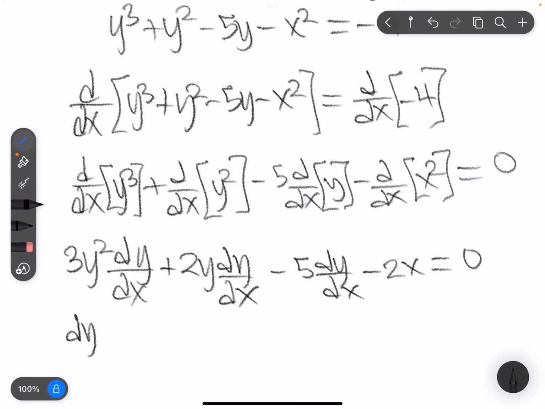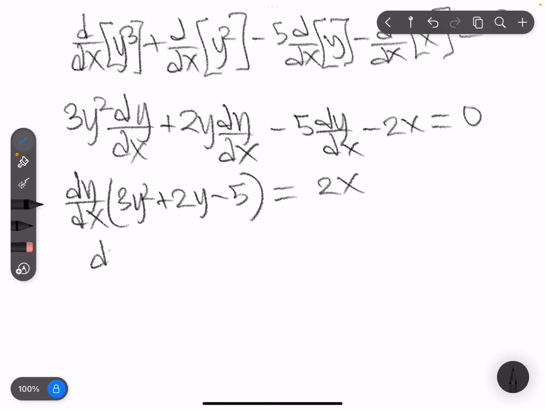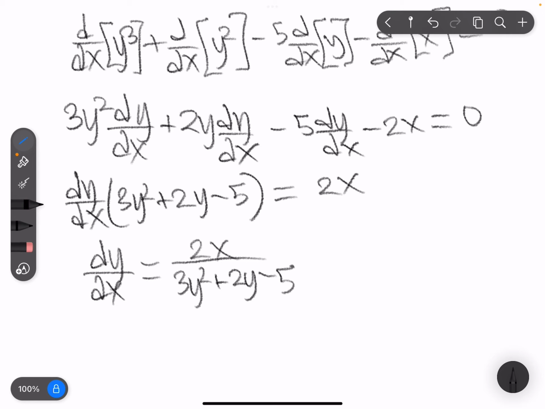So we're going to get dy dx times 3y squared plus 2y minus 5 equals 2x. And then we're going to get dy dx equals 2x over 3y squared plus 2y minus 5. And that is going to be the derivative of this function, which was defined implicitly.